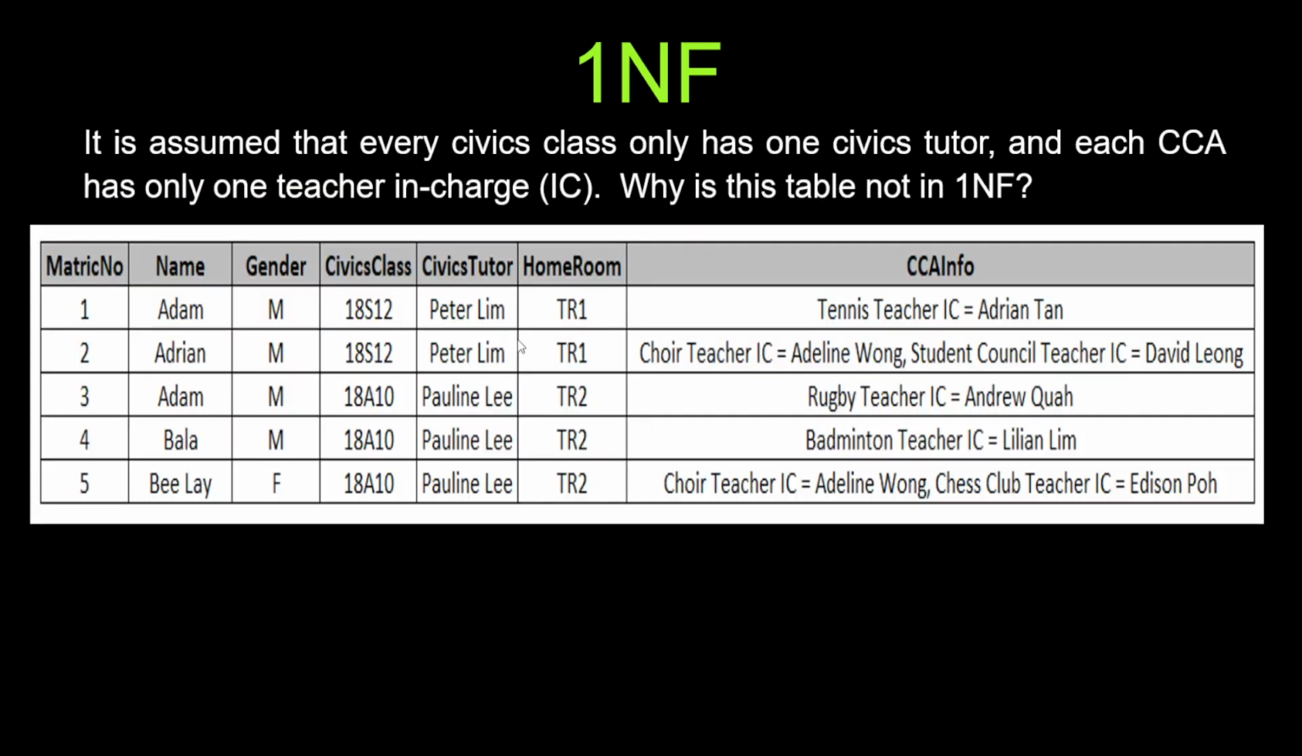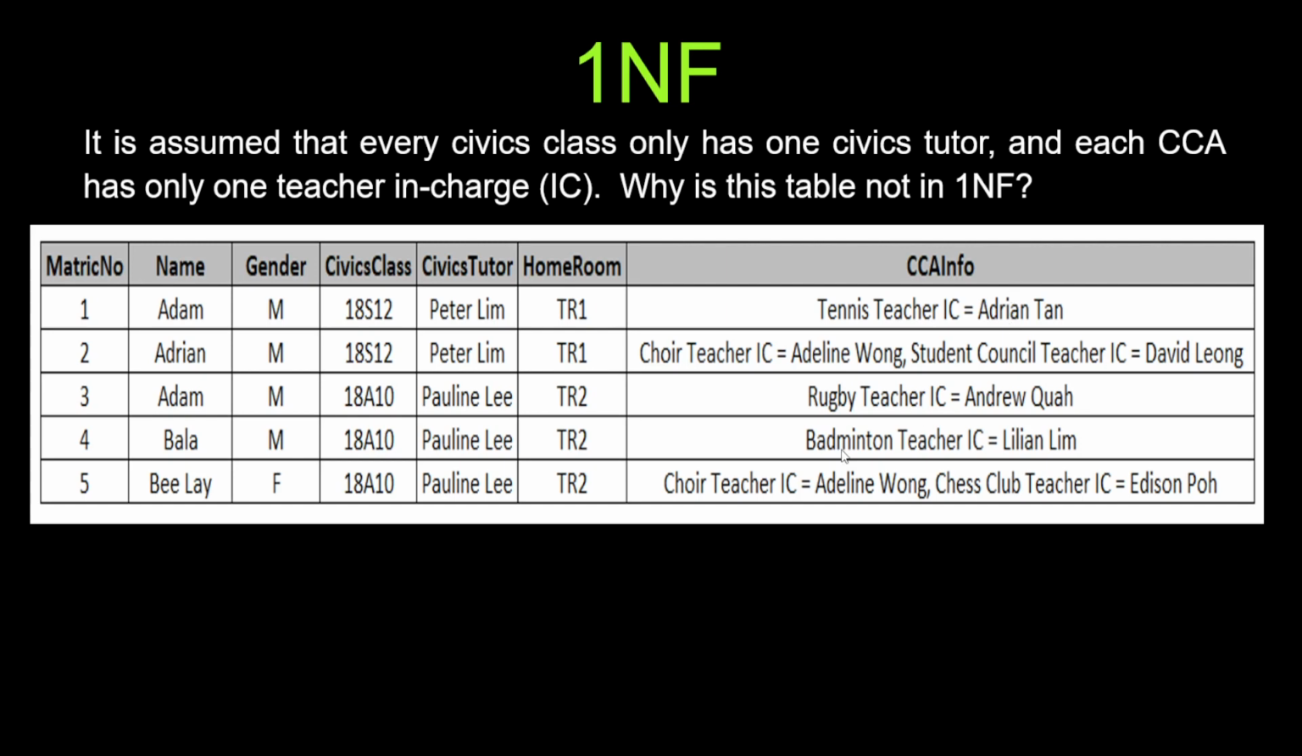Let's say for example, why is this table not in 1NF? There are some assumptions you make about this data first. Every civics class has only one civics tutor. Every CCA has only one teacher in charge. But if you look at the first few columns, 1, 2, 3, 4, 5, 6 are okay. It's the last column that is a little bit tricky.